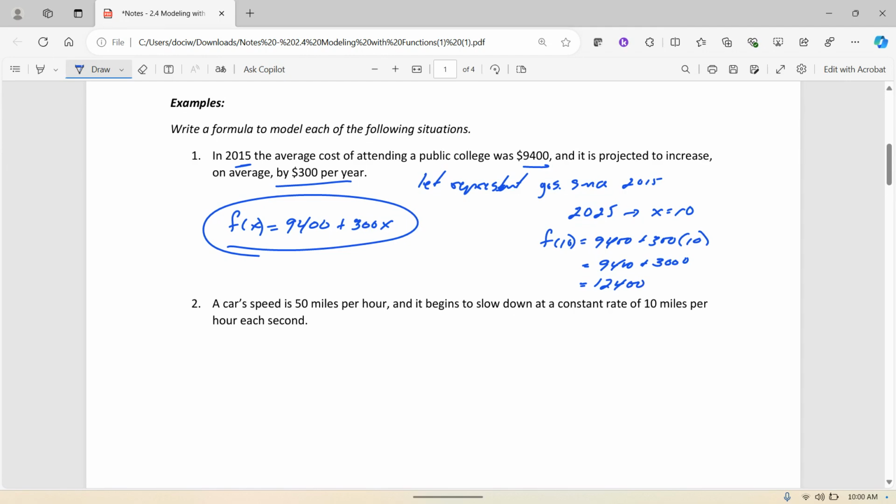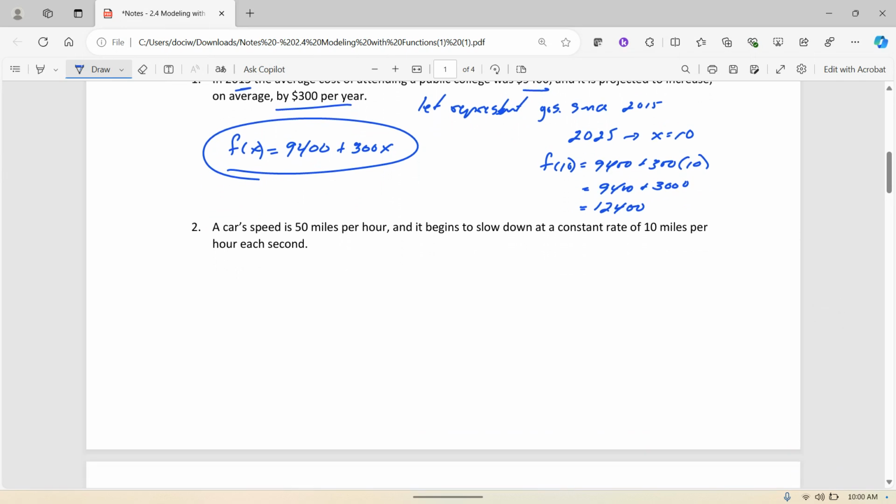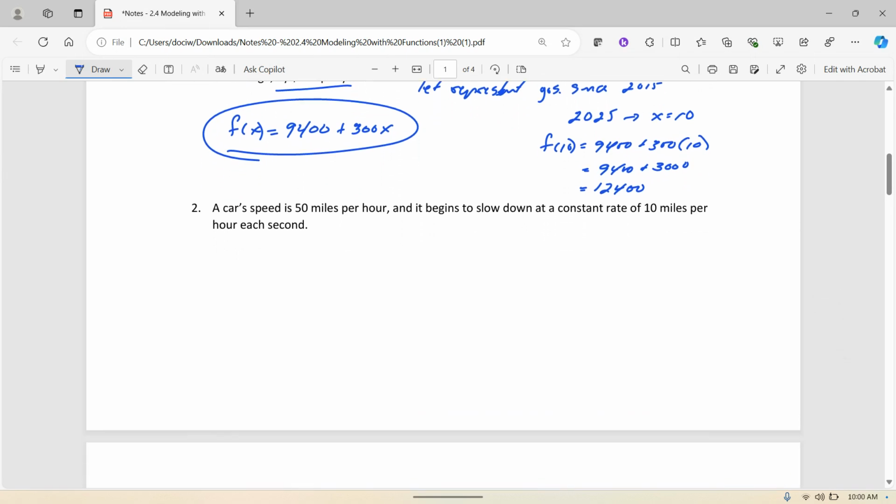Okay. Let's go to number 2. A car's speed is 50 miles per hour, and it begins to slow down at a constant rate of 10 miles per hour for each second. So x will represent the number of seconds that the car is slowing down. F of x will represent the speed of the car after x seconds. The initial speed is 50.